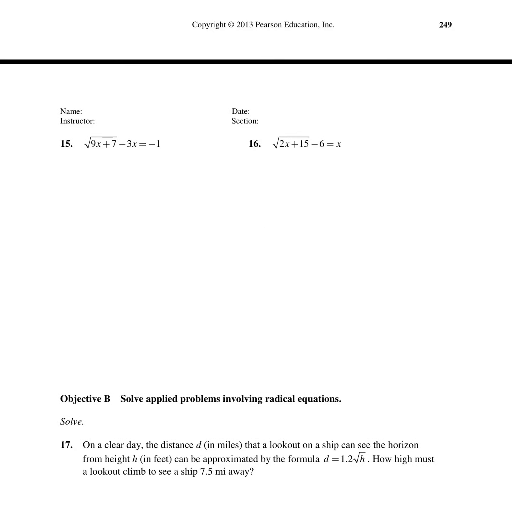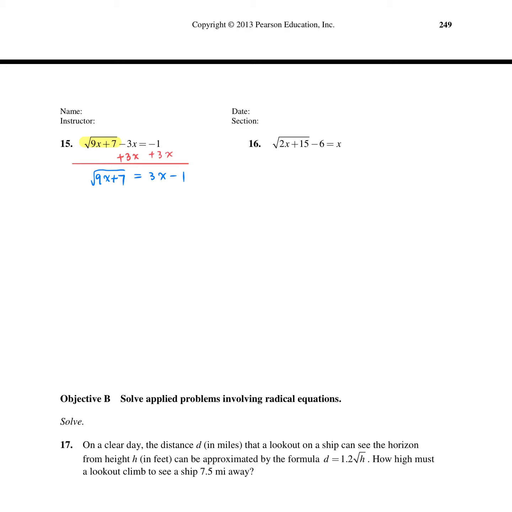Number 15. Radical 9x plus 7 minus 3x equals negative 1. Very similar to the previous problem, right? Identify the radical part, which is right here. Inverse operation to isolate that. So we're going to plus 3x on both sides. And that will give us radical 9x plus 7 equals 3x minus 1.